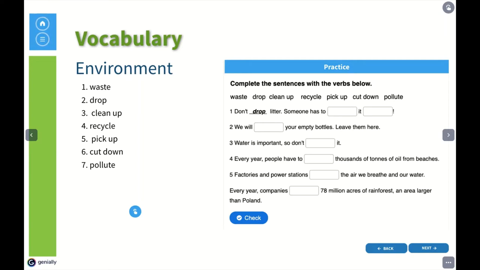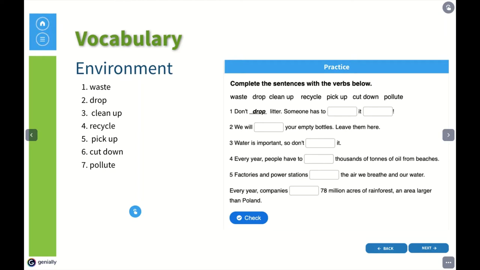Dangerous for your health. Okay, drop. Drop is the opposite of the verb pick up. So when you drop something to the floor and then you pick it up. Okay, clean up, recycle, cut down, and pollute. Pollute comes from the word pollution. Okay.